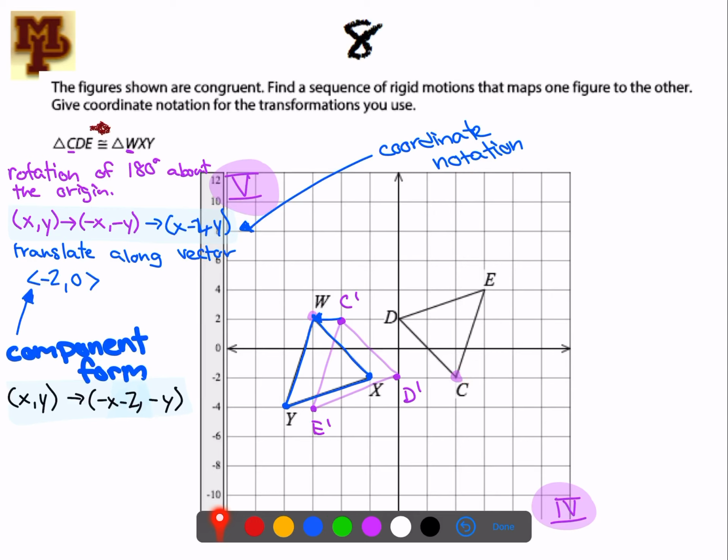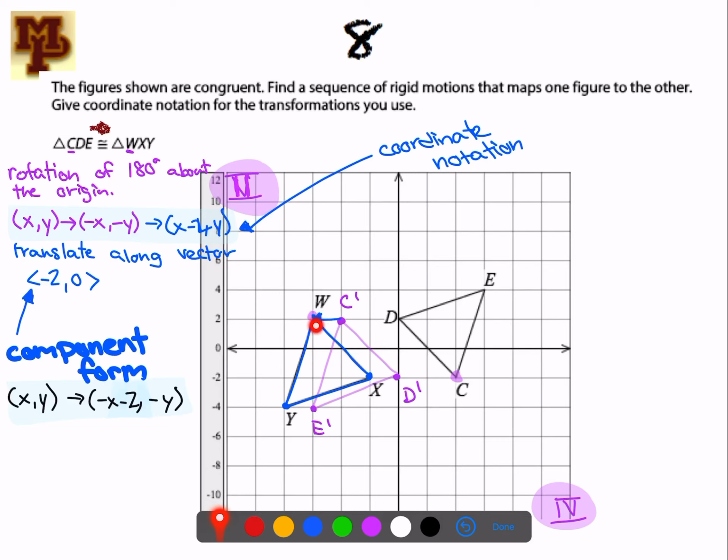So I did a 180-degree rotation about the origin, which will bring point C, which is in quadrant 4, over to C prime, which is in quadrant 2. So that is my main goal to get started. I don't know why it says 5 here. There should be a 2. Should definitely be a 2. So C will now map onto C prime, and then from there I can just do a translation along the vector negative 2, 0, which will bring C prime right on top of W.